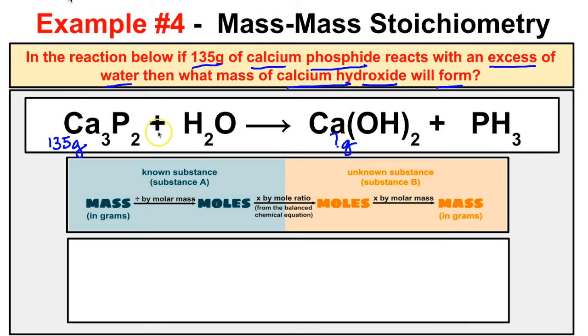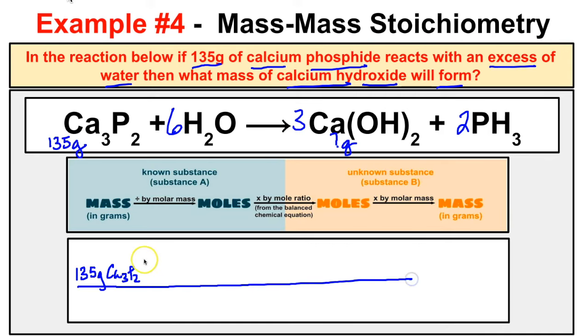So the first thing that we have to do is balance our chemical equation. And so there is our balanced chemical equation. Now we're starting off with 135 grams of Ca3P2. That's the known quantity. And what we are trying to do is figure out how many grams of calcium hydroxide will be produced. So the first thing that we have to do here is divide by the molar mass of this stuff right here to convert the grams of it to moles. So we know that 1 mole of Ca3P2 is 182.18 grams of Ca3P2.